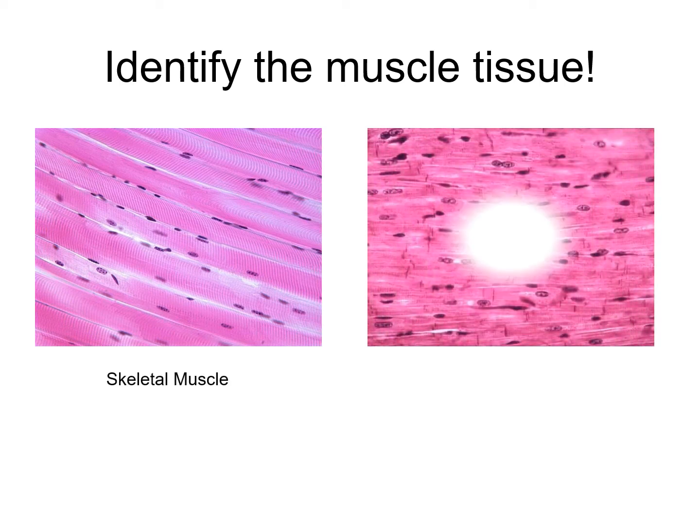What about this tissue? You see the striations? Yes. Do you see intercalated discs? Yes, you do. Therefore, you know this is cardiac muscle tissue. And remember, you will not have to identify smooth muscle tissue.